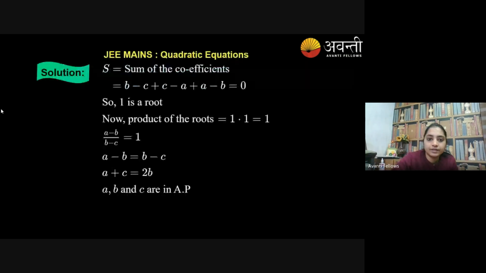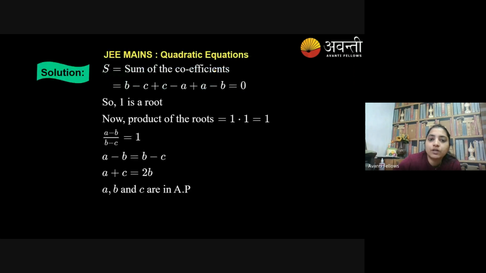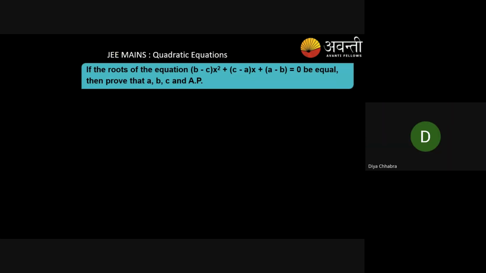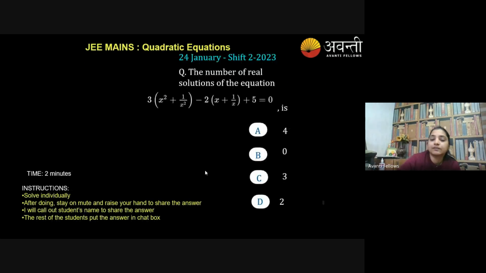I will just give you the hint because we need to cover some PYQs. They said the roots of the equation are equal. If the roots of the equation are equal, then prove that they are in AP. So if the roots of the equation are equal, you can see the sum of roots is 0. Yes or no? Yes, ma'am. And the product should be 1. So from here you will calculate that they are in AP. Just look at it after the class.